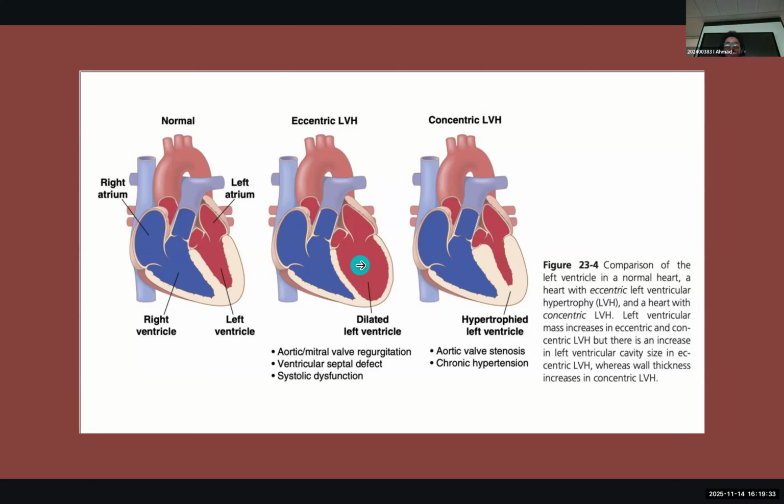While dilated is also a type of hypertrophy, but it's eccentric. What's happening is that the chamber itself is becoming bigger, rather than the muscles themselves becoming bigger. So as a result, you could hold in more blood. And why does this happen? What is regurgitation? I could never pronounce this word for the life of me. Regurgitation, whatever it is.